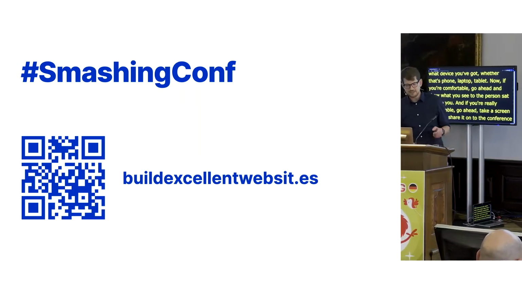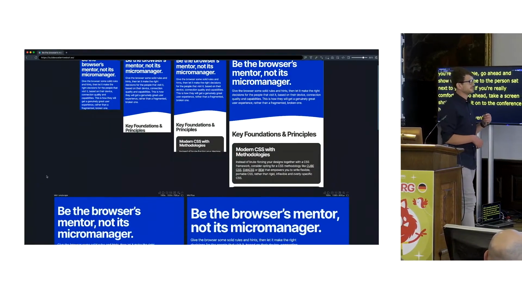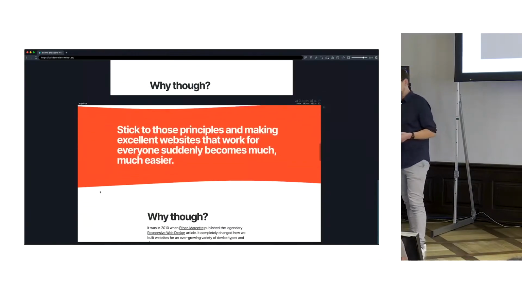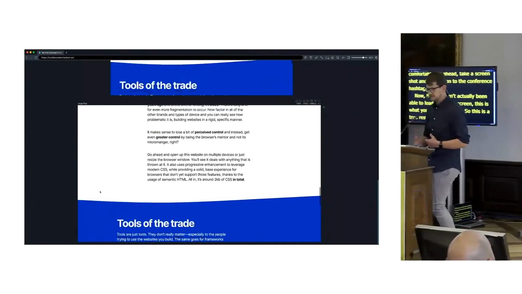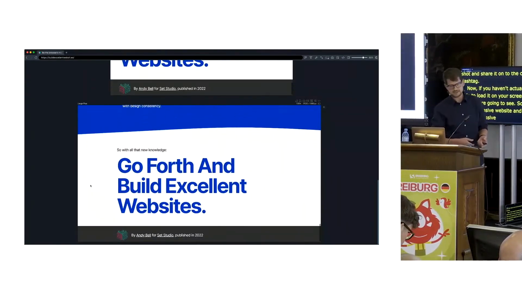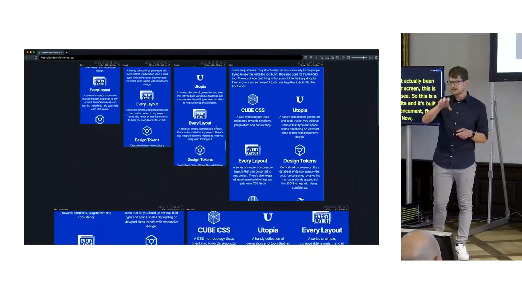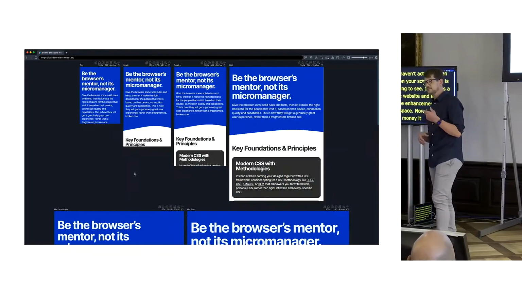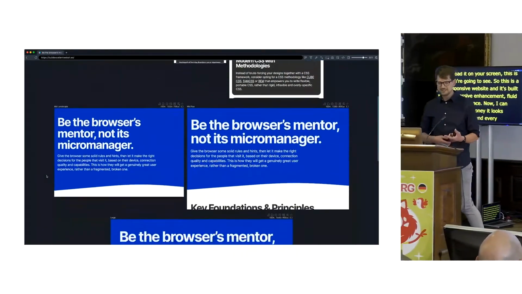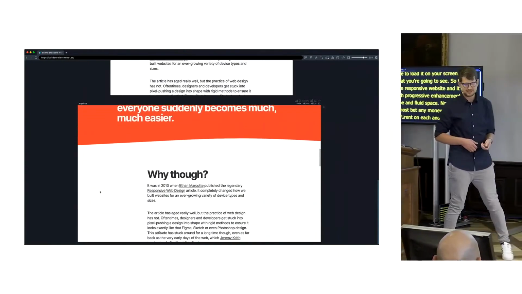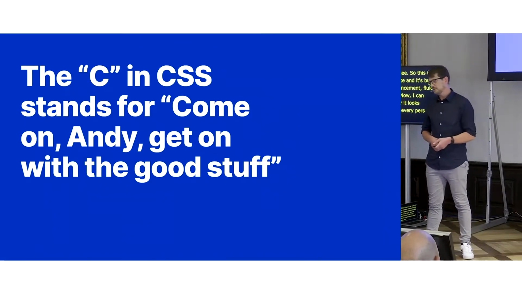Now, if you haven't actually been able to load it on your screen, this is what you're going to see. So this is a truly responsive website, and it's built with progressive enhancement, fluid type, and fluid space. Now, I can almost bet any money that it looks different on each and every person's device, and that's great. That's what I want. What I want is the website to work for you. It doesn't have to look pixel perfect. So that's what we're doing.